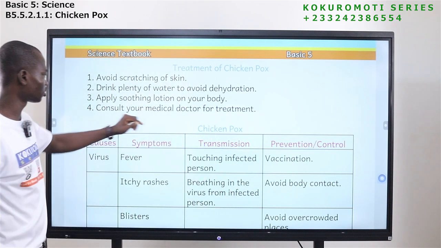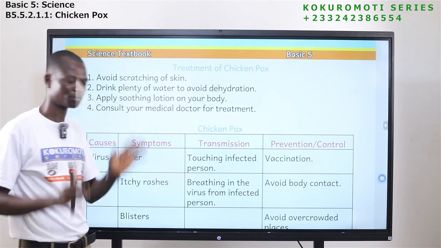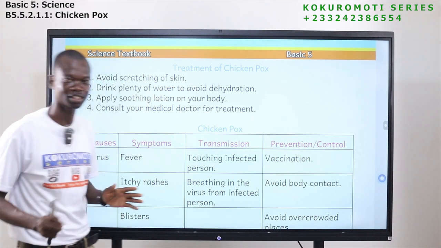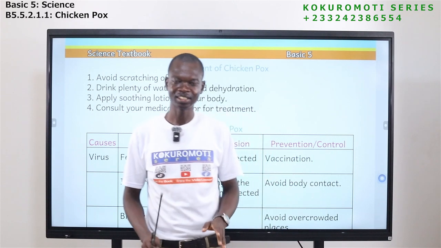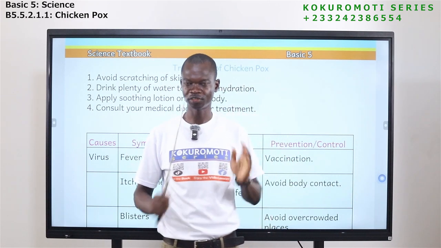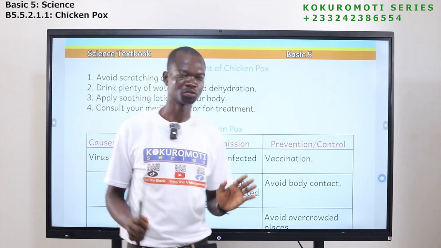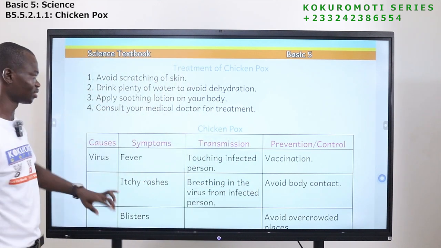Number 4, consult your medical doctor for treatment. So this is the best thing that I will recommend. The moment you realize that you have skin disease, rush to the hospital. The doctors are professionally trained for that. They will give you the right treatment. So that is what you should do. These are the things that you should do if you know you have skin disease.